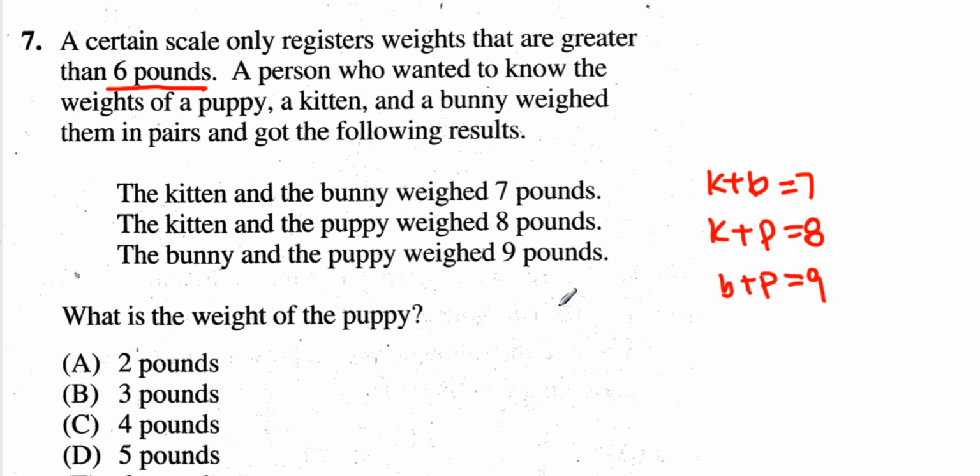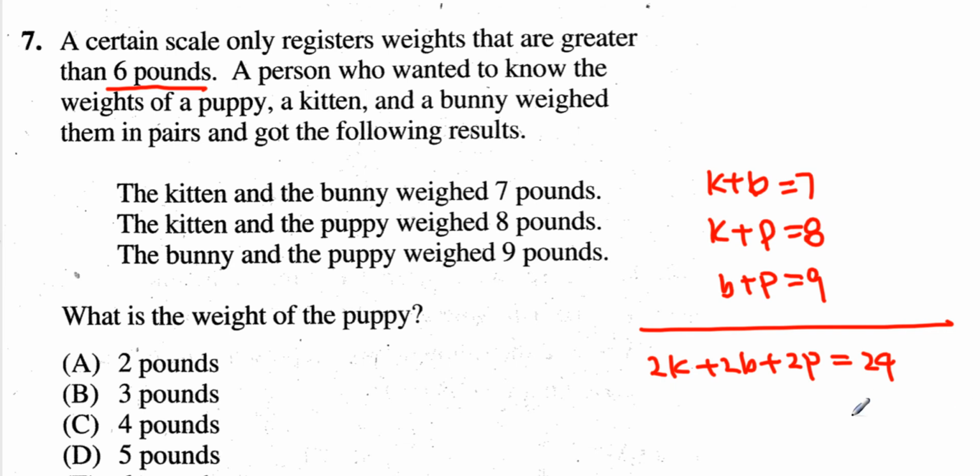What is the weight of the puppy? So that means I'm looking for P. But notice that everything has 2 at a time. So what if I were to add up all 3 of them? What do we get? 2K plus 2B, because I have B 2 times, plus 2P, because I have P 2 times, is equal to 7 plus 8 plus 9, which is 24.